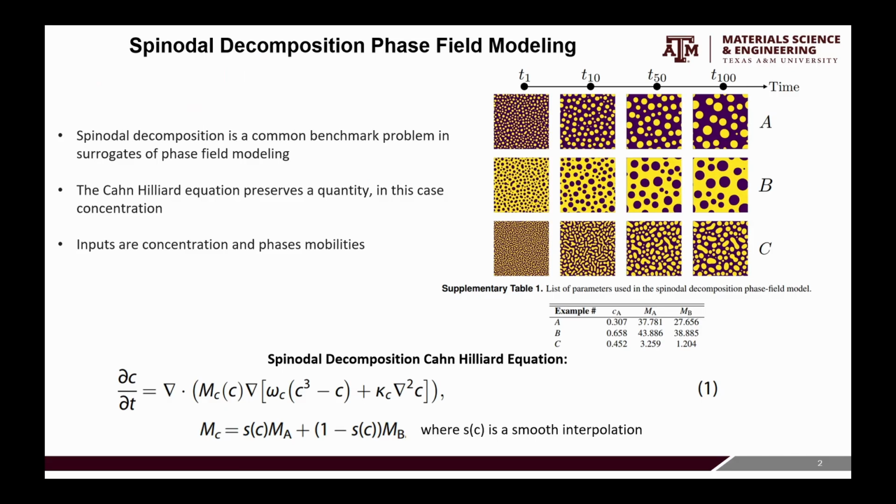So, first, what is phase field modeling? It's when you take a set of partial and ordinary differential equations and you are able to estimate how these phases evolve in time. In particular, we have the Cahn-Hilliard equation here to estimate spinodal decomposition, which is a common benchmark problem due to its simplicity. The inputs into this are the concentration of each phase and the phase's mobilities.